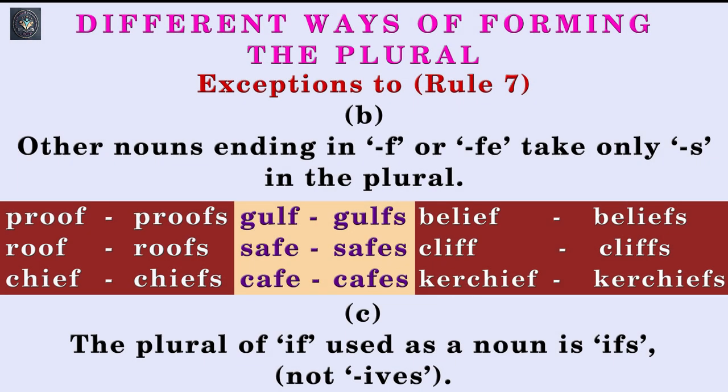Second, other nouns ending in f or fe take only s in the plural. Proof, proofs. Roof, roofs. Chief, chiefs. Gulf, gulfs. Safe, safes. Cave, caves. Believe, believes. Cliff, cliffs. Kerchief, kerchiefs. Third, the plural of if used as a noun is ifs, not ives.